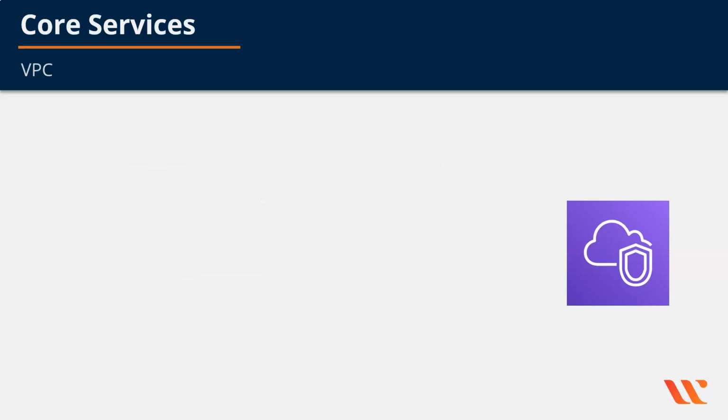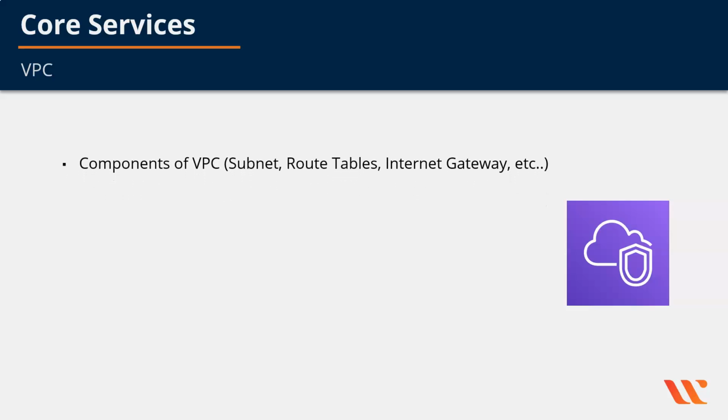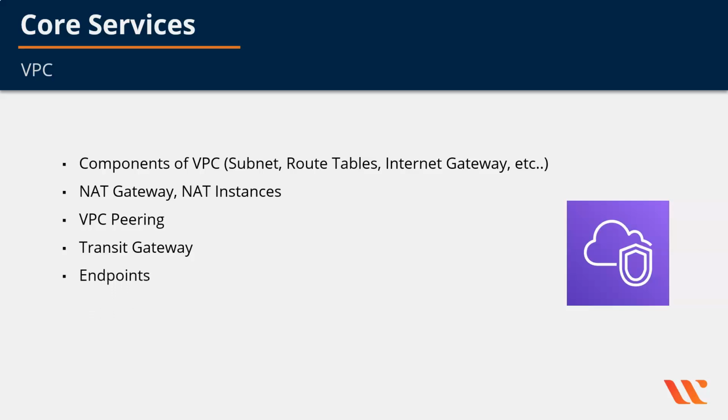Now we will see what is Virtual Private Cloud. Here you should be aware about the components of VPC such as subnets, route table, and internet gateway. When to use NAT gateway or NAT instance. You should be aware of VPC peering, what is transit gateway, usage of endpoints, what is egress-only internet gateway, and what is PrivateLink.